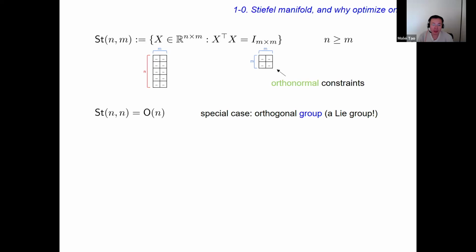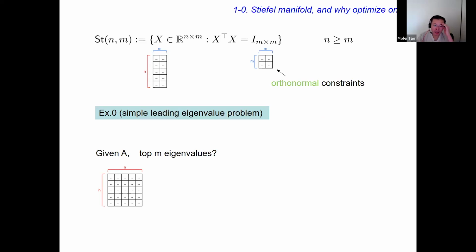If you are dealing with square matrices, so n is equal to m, then the manifold has an additional group structure, and you have something called an orthogonal group, which is a Lie group. In general, however, you don't have a group structure. And why do I want to optimize a function defined on a Stiefel manifold? Here are some examples.